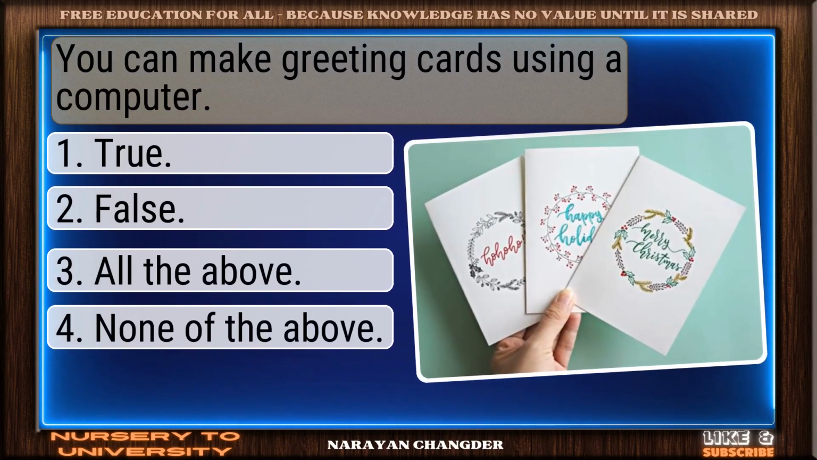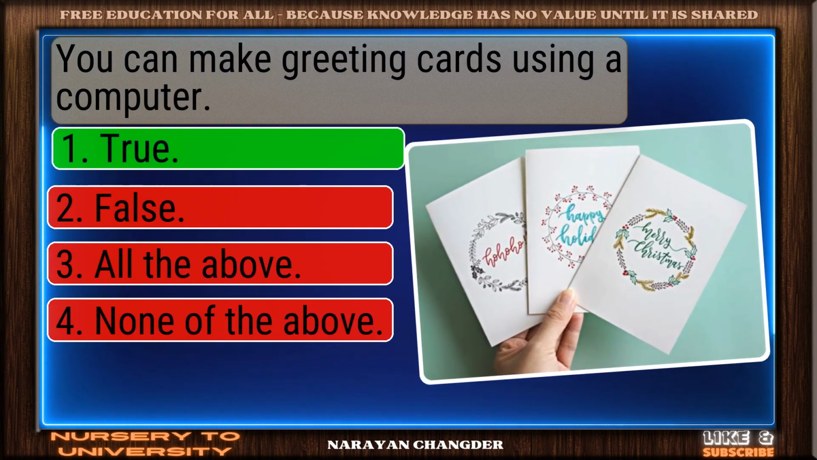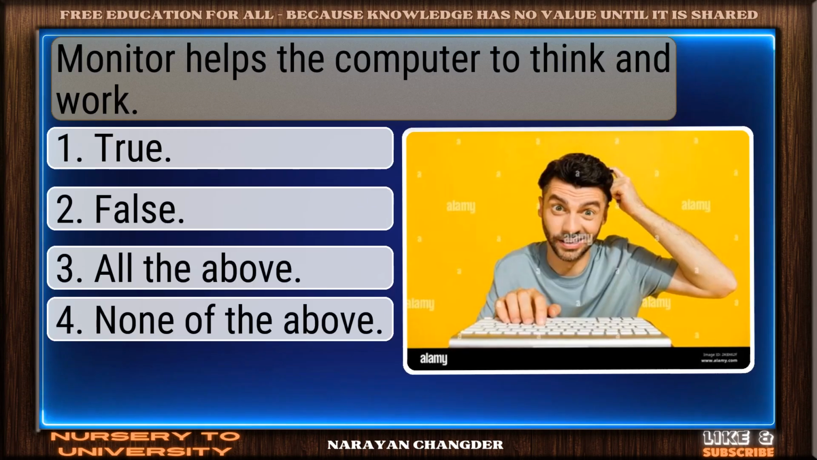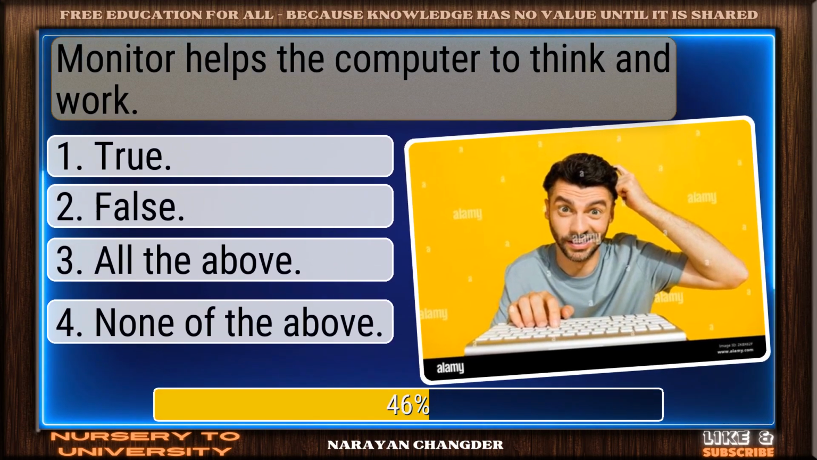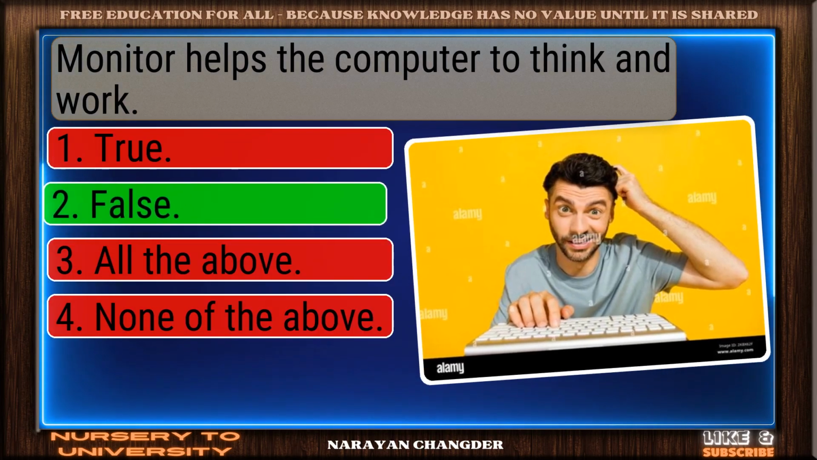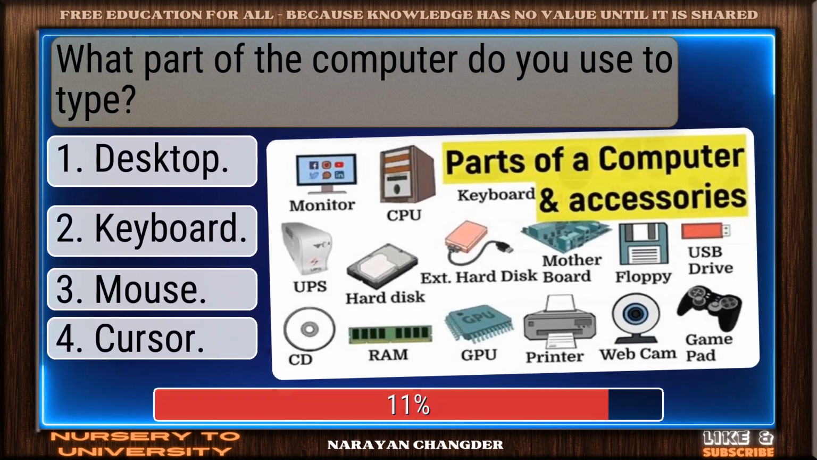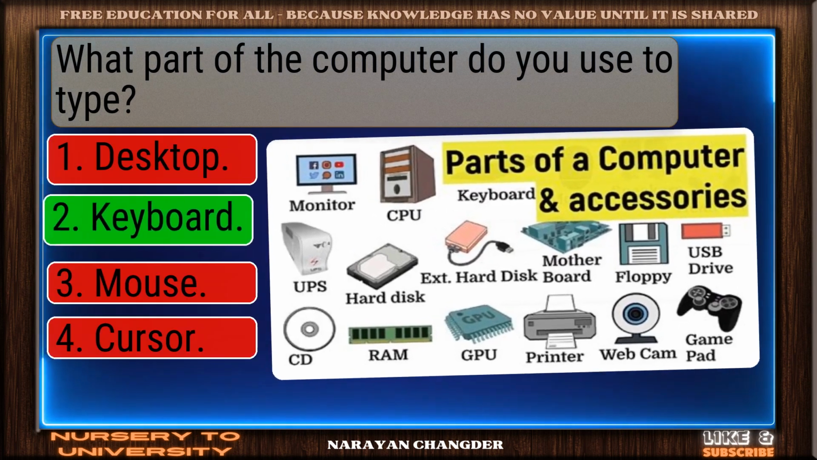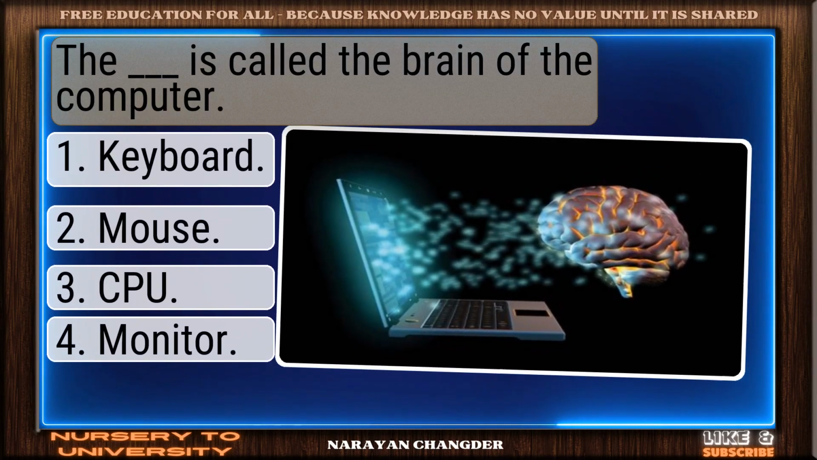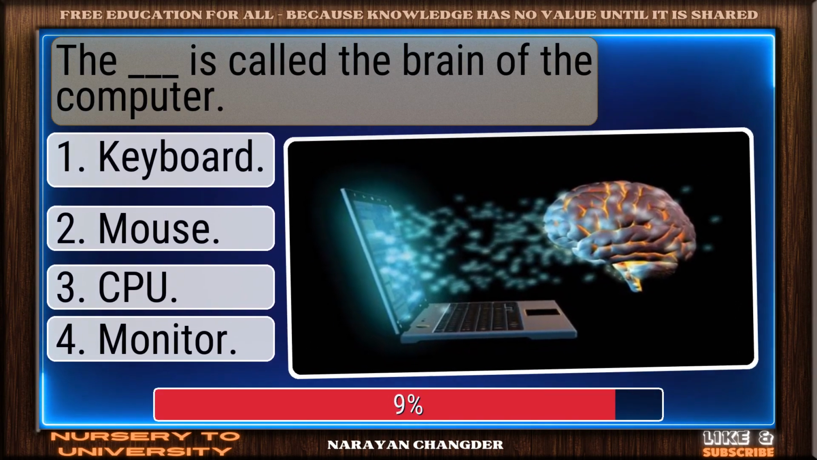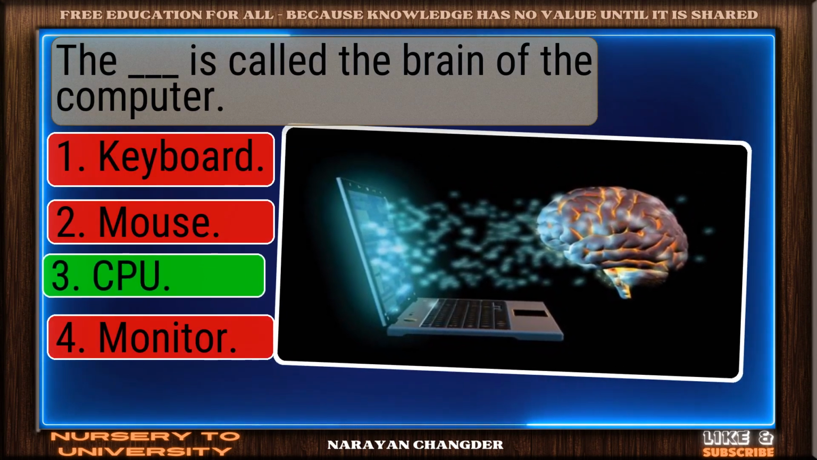You can make greeting cards using a computer. Well picked. True is correct. Monitor helps the computer to think and work. Right again. False is valid. What part of the computer do you use to type? Sharp thinking. Keyboard is right. The dash is called the brain of the computer. Well reasoned. CPU is correct.